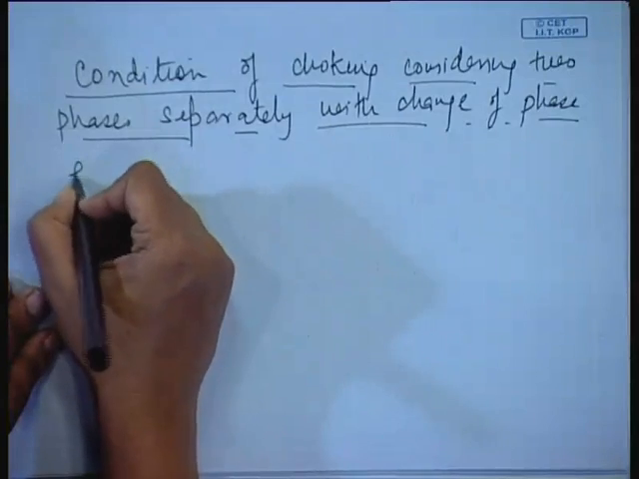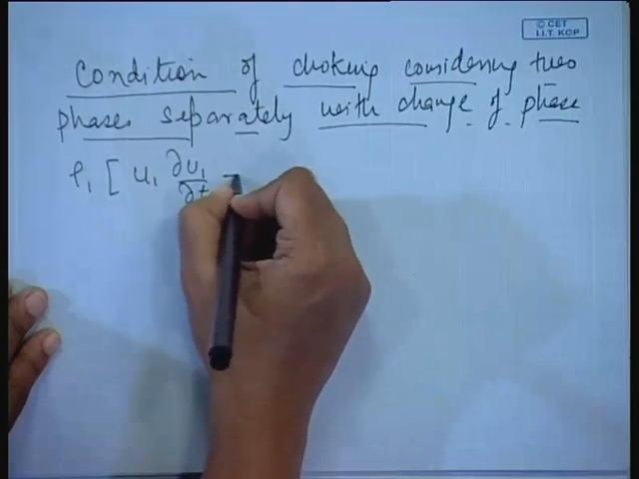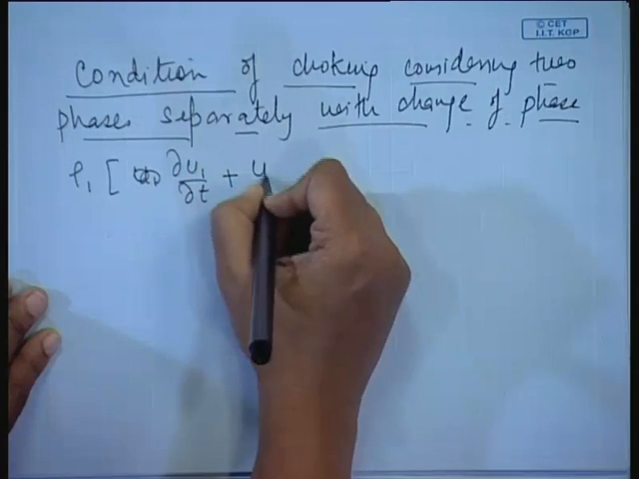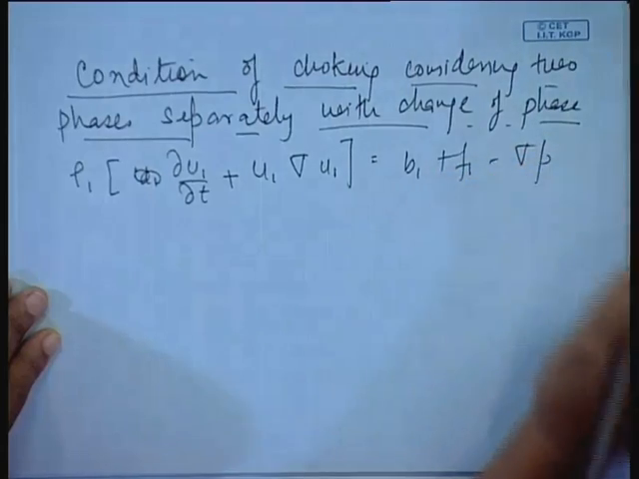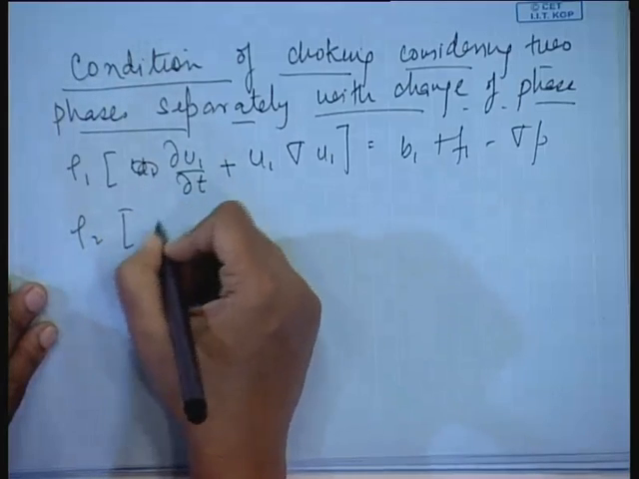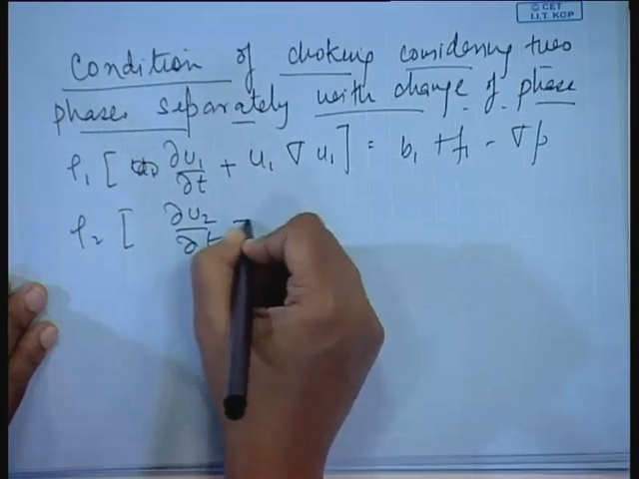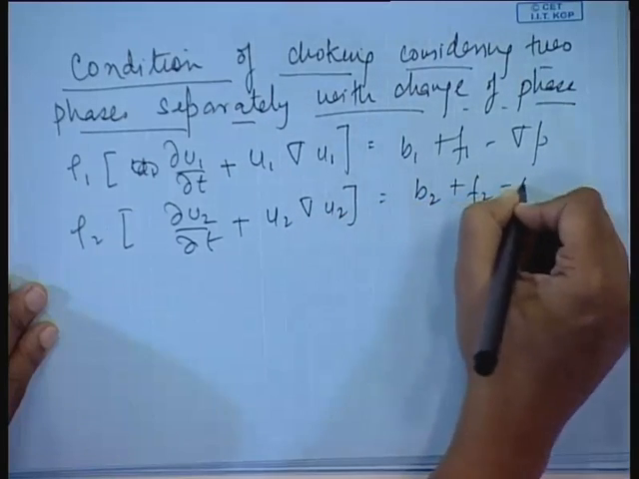Okay. So, if you remember, in the last to last class, we had derived the basic equations for the two fluid model. The basic was rho 1 u1 del u1, this was equal to b1 plus f1 minus delta p, isn't it? I will just recapitulate a few things so that you remember. And this is rho 2 del u2 del t plus u2 del u2 equals b2 plus f2 minus delta p.